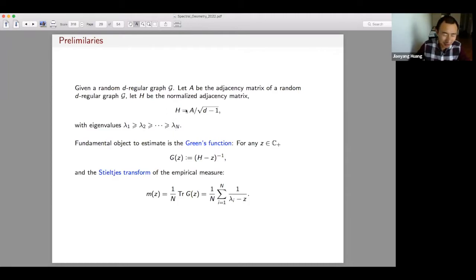And because this is a self-adjoint operator, to study its spectrum, like in geometry or PDE, we usually study its resolvent or the Green's function. For matrices, the resolvent Green's function is pretty simple. It's just the matrix (H minus z) inverse, where z is in the upper half plane. Another quantity we will use is the Stieltjes transform of the empirical measure, m(z), which is 1 over n times the trace of the Green's function. Explicitly, it's given by 1 over n times the summation of 1 over (lambda_i minus z). The Green's function contains the information of the eigenvalues and eigenvectors, but the Stieltjes transform only contains the information of the eigenvalues.